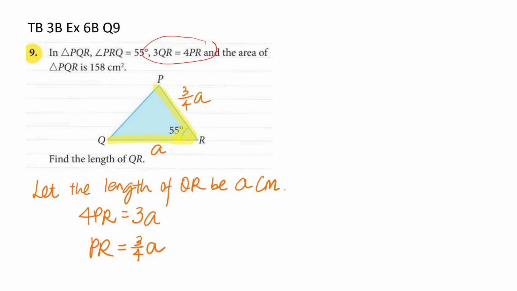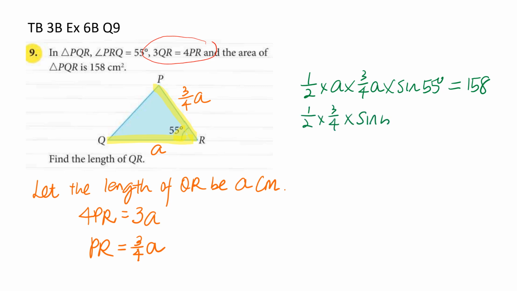All right, so we can actually use the formula now, which is half times A times 3/4 A times sine 55. Remember the sine must be there. It gives you the area, which is 158. Okay, and let's rearrange it. When I say rearrange, it means things like half and 3/4, you can put together with sine 55, because all these you can just use a calculator to evaluate. And A times A gives you A squared. This one you can't use a calculator to evaluate, so you just leave it on one side.